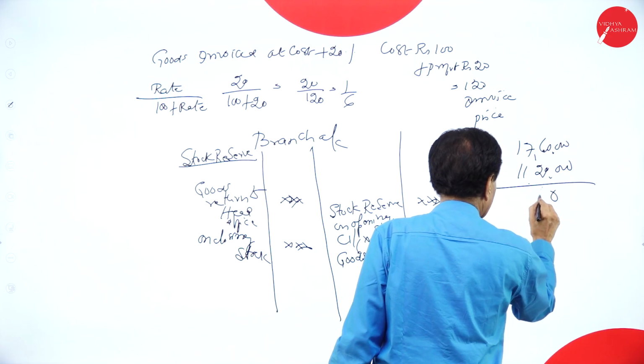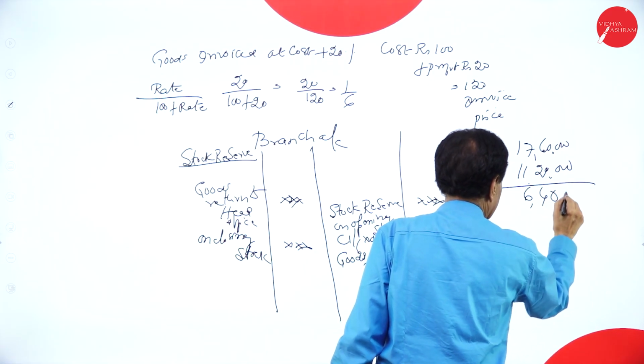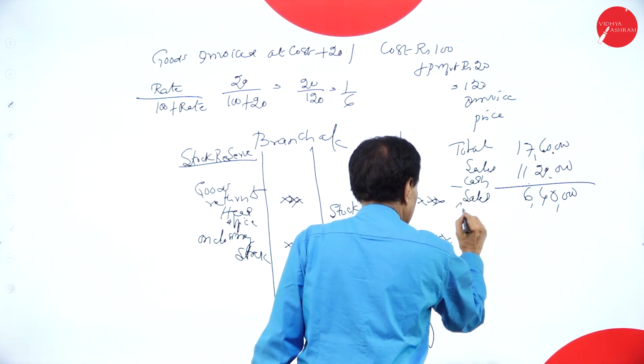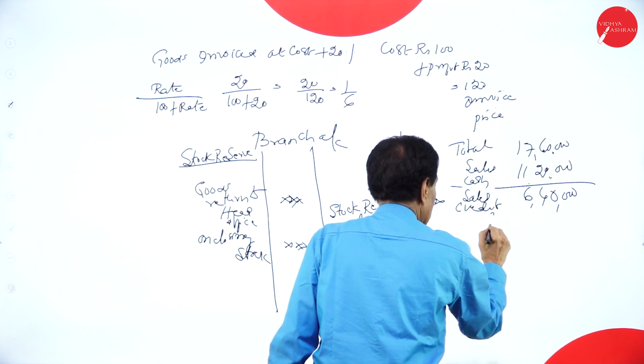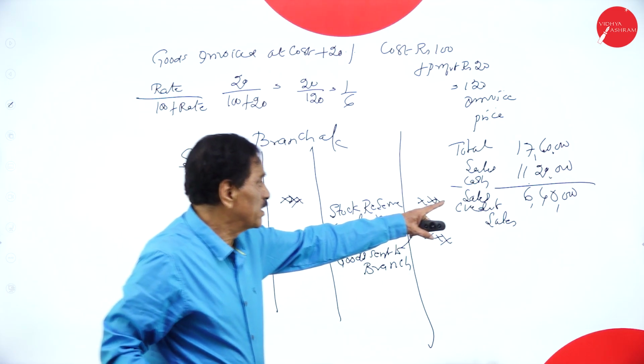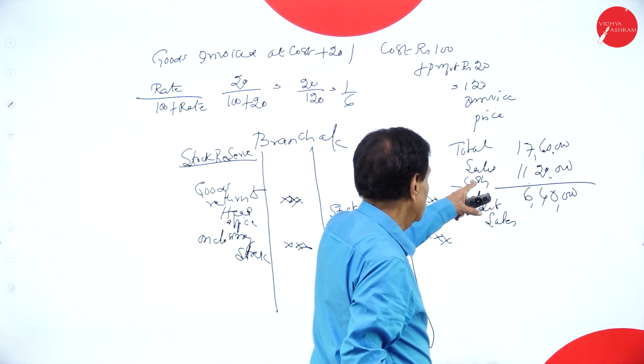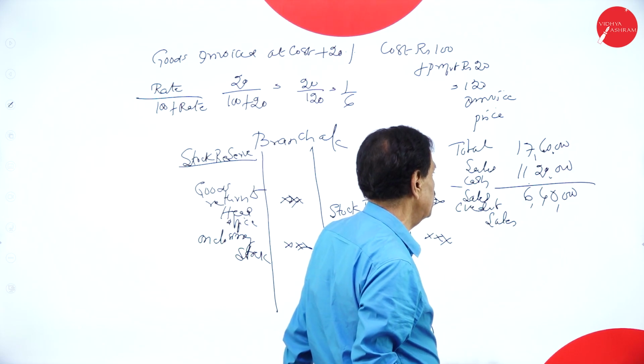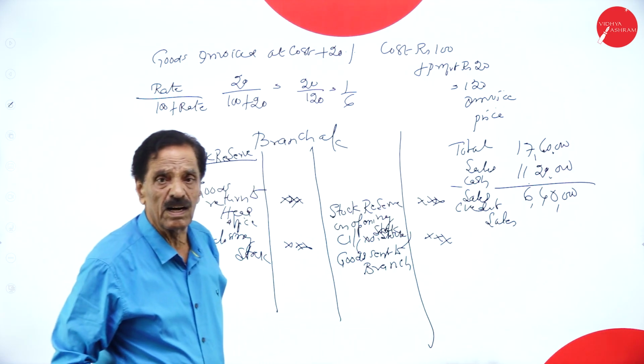Difference. 6,40,000 is the credit sale. That will be affected in the debtor account. Total sale 17,60,000. Cash sale 11,20,000. Difference is 6,40,000.